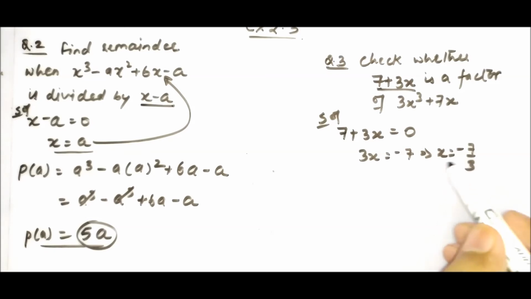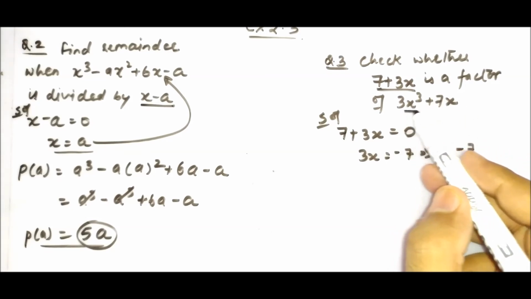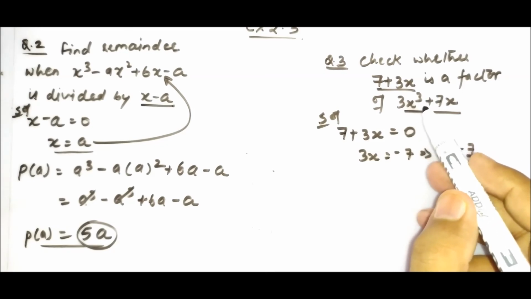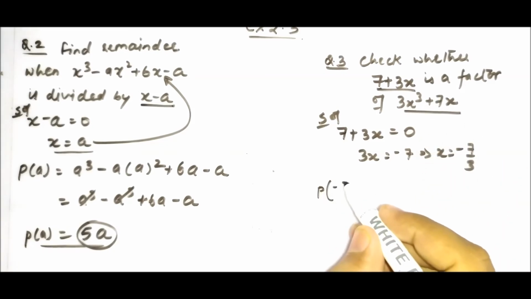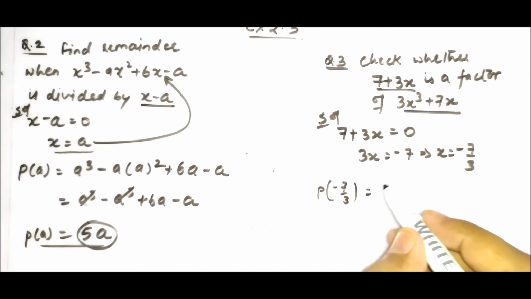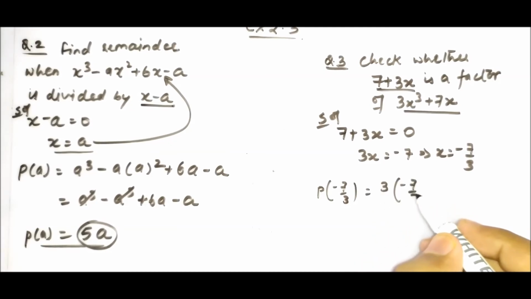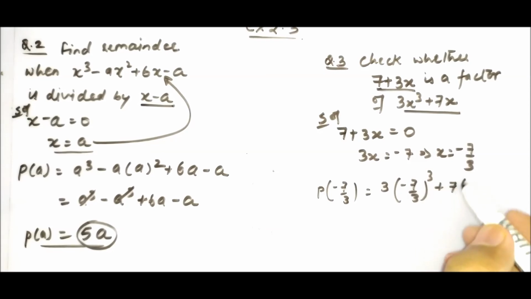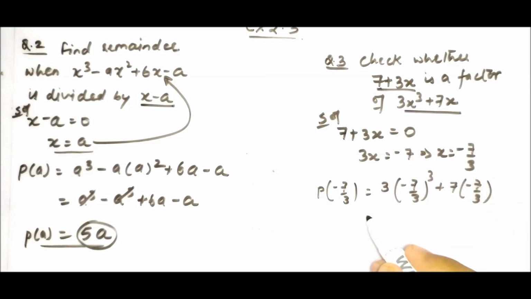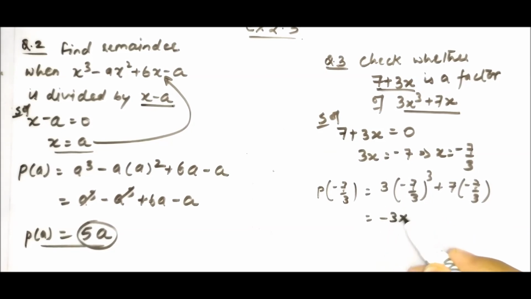We will just replace the value of x as minus 7 by 3 in this polynomial. So we'll get p of minus 7 by 3 is equal to 3 into minus 7 by 3 whole cube plus 7 into minus 7 by 3. When you solve this, this minus will come out, and this 3 multiplies this minus 7 cube. Minus we have already taken. 7 cube is 343, divided by 3 cube, which is 27. Plus minus will become minus, and this will be 49 by 3. This 3 will cancel with 27, giving 9.